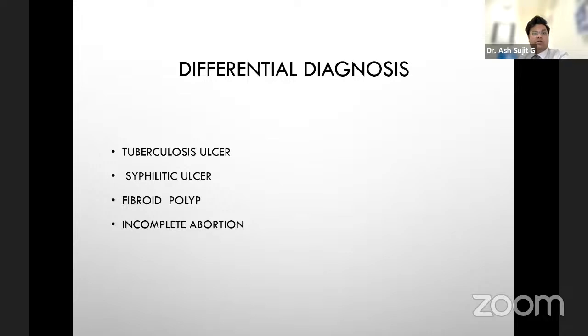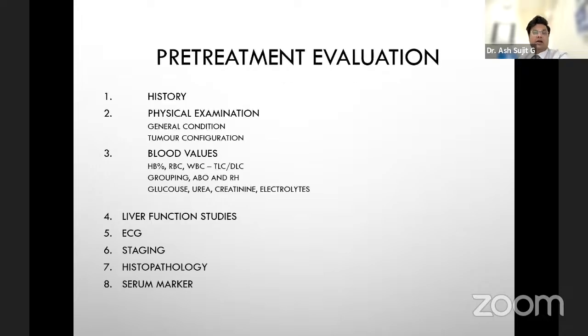The differential diagnosis can be depending upon what you're examining and which age group. There might be tuberculosis or syphilitic ulcers. There might be a fibroid polyp which can be bleeding on touch, or it can be an incomplete abortion also. So whenever you are coming across such scenarios, there's a pre-treatment evaluation that you need to do. So take a proper history, do a proper physical examination, and ask for blood investigations. Then consider staging or histopathology.